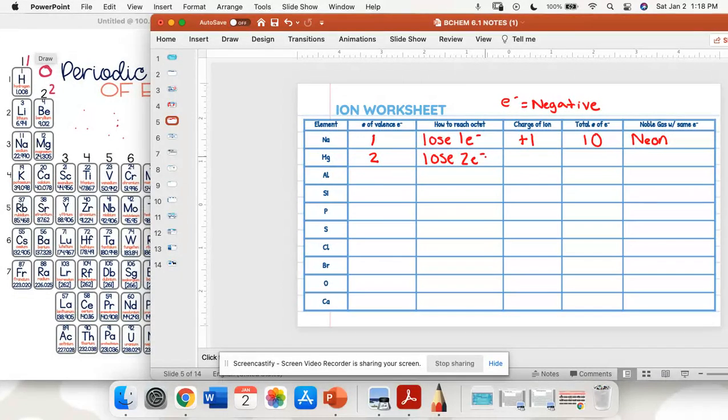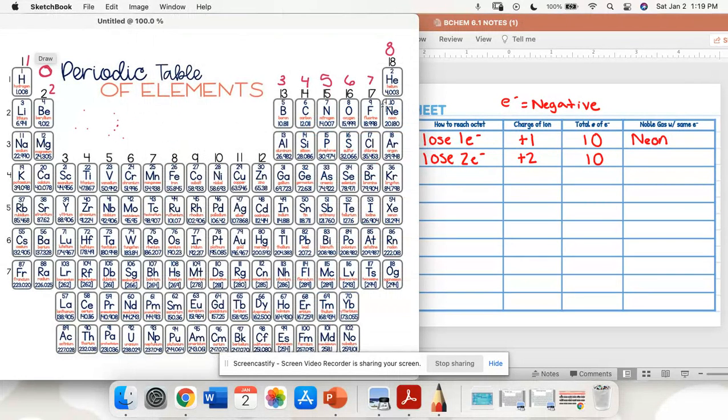So if it's losing 2 things that are negatively charged, it's going to have a positive charge because the atom has gotten rid of some negatively charged things. So it will have a +2 charge. So in total, over here, magnesium has 12 electrons. If it loses 2 of those, it will have 10. The atom that has 10 electrons, again, is neon.